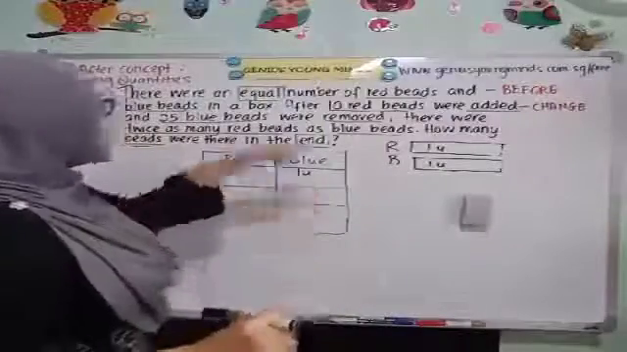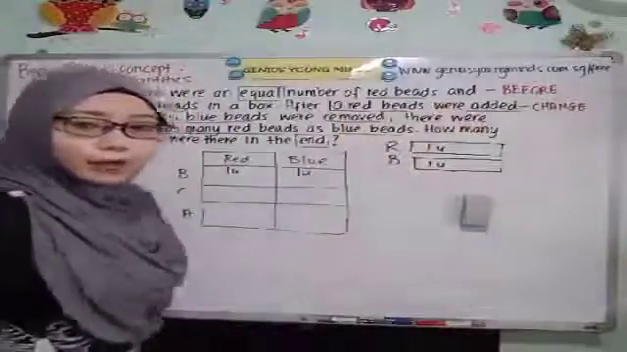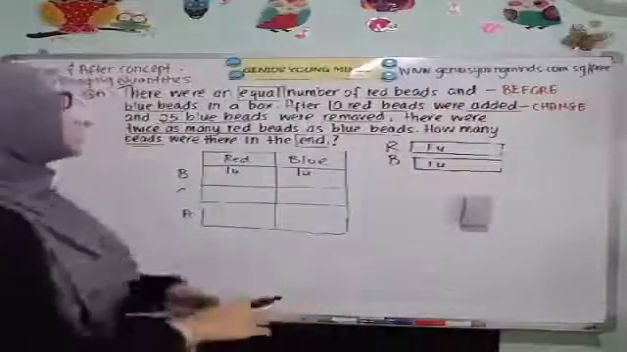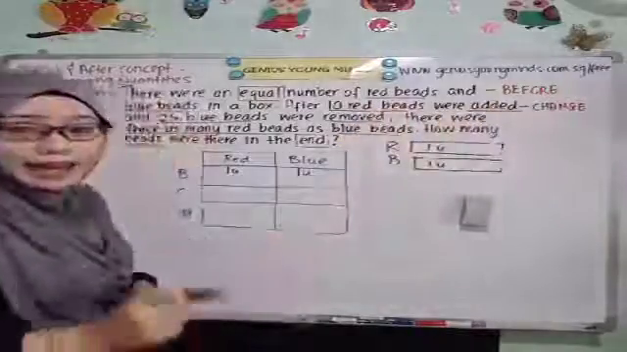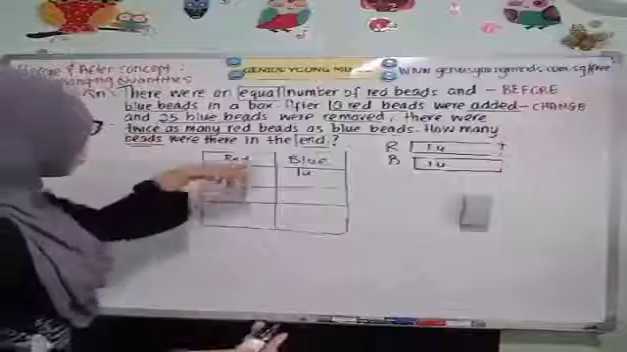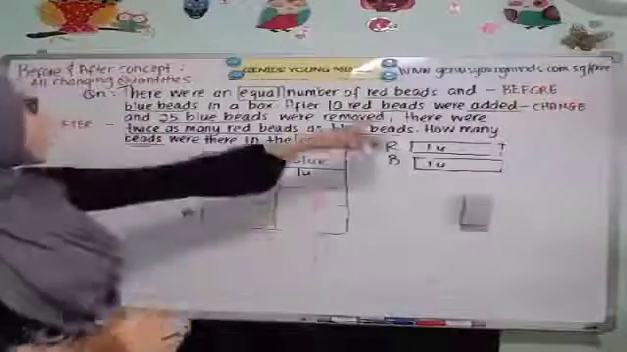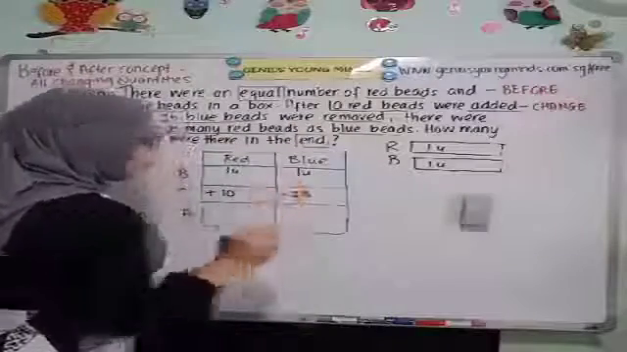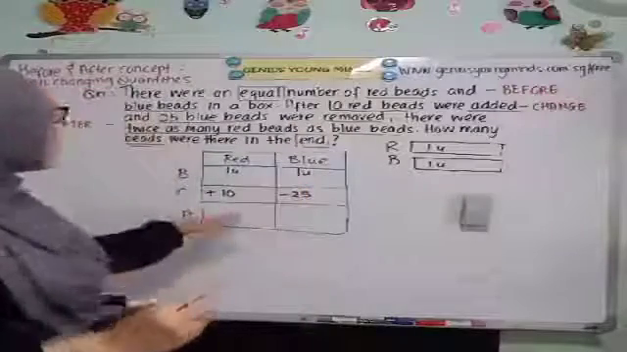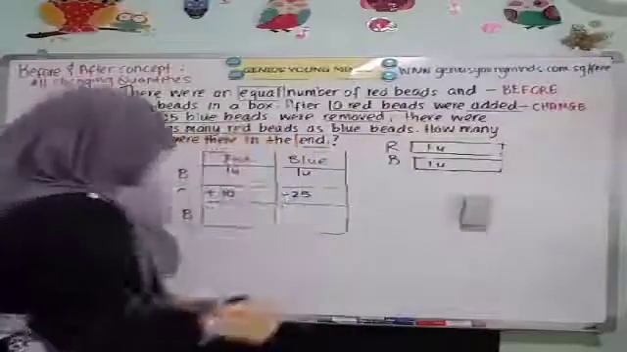Now, we'll put in the changes. There are 2 different changes going on. Means something happened to red bead, something happened to blue bead. Okay? What happened to my red bead is added. Okay? 10 red beads were added. So, you look at red, you put there plus 10. Okay? What happens to the blue bead? They will remove minus 25. Okay?